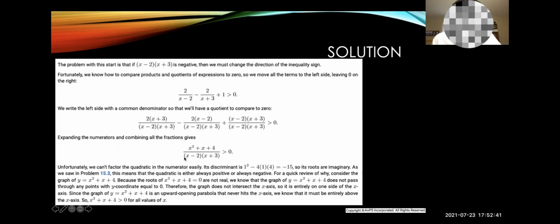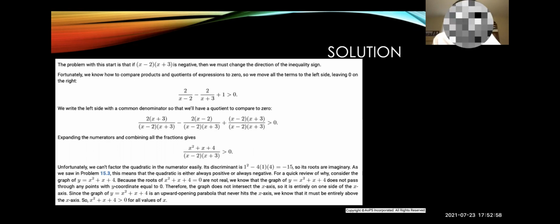Then we can't factor this easily. The discriminant, which you learned about, b squared minus 4ac, is negative 15, which means all the roots are imaginary. So that means there's no easy way to do this.